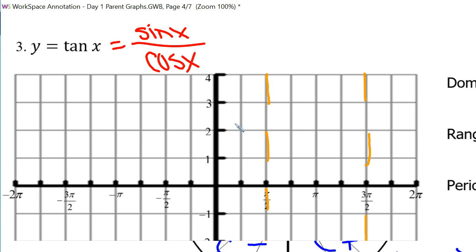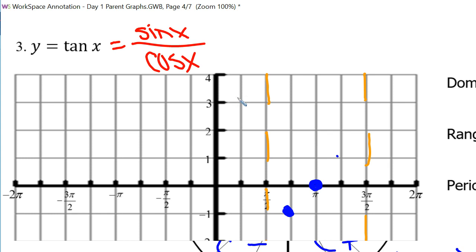Now, filling in the points in between, for pi, what is the tangent of pi? 0. And this would be 3 pi over 4, so what's the tangent for 3 pi over 4? Negative 1. And this would be 5 pi over 4, and what's the tangent for 5 pi over 4? Positive 1. So between your vertical asymptotes, you're either going to have a quadratic function or a cubic function.